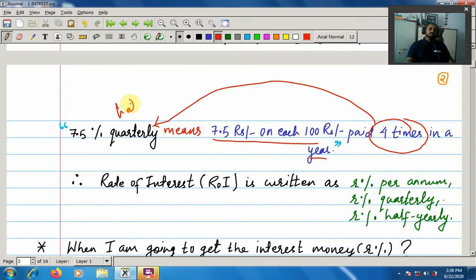If it is half yearly, then after 6 months I'm going to get interest. This says that yearly I'm going to have 2 times interest. So 7.5% quarterly means 7.5 rupees on every 100 rupees invested by me in the bank, and that interest is deposited to me 4 times in a year. So I hope rate of interest is clear to everyone.